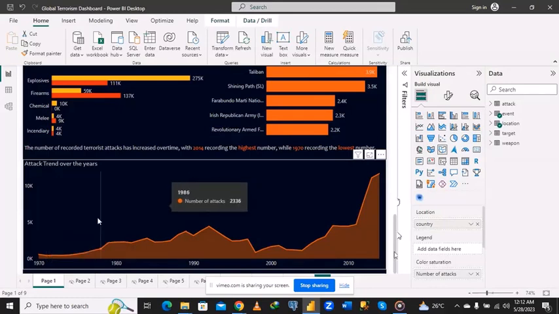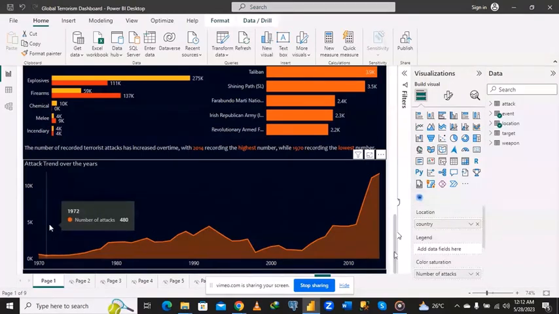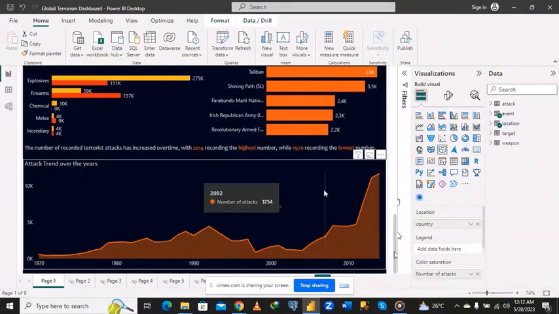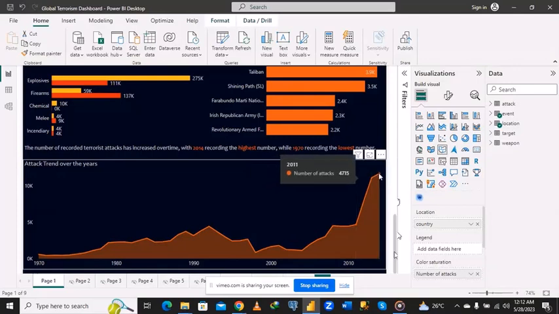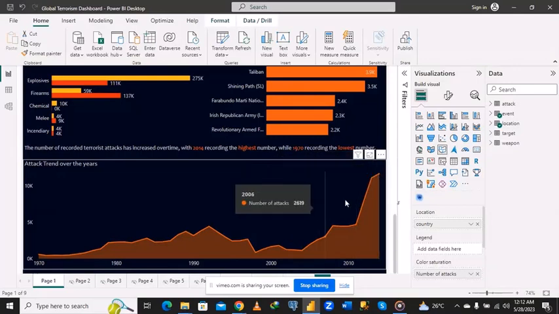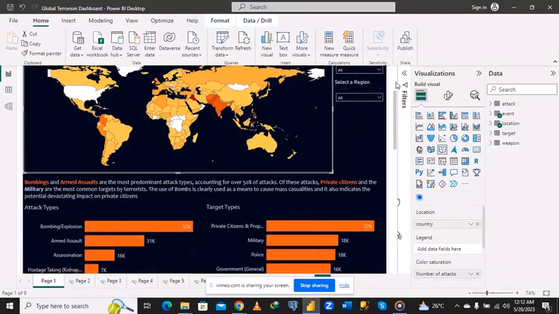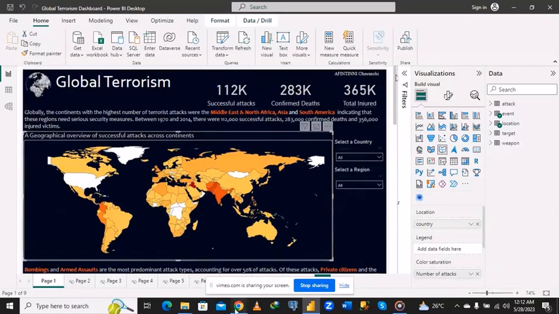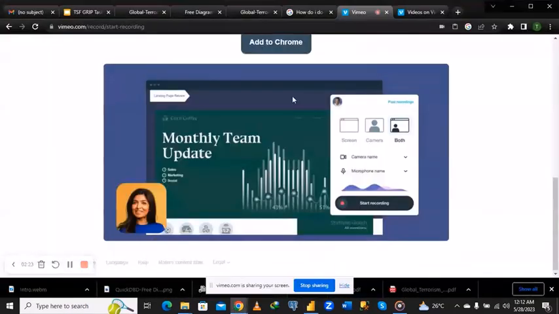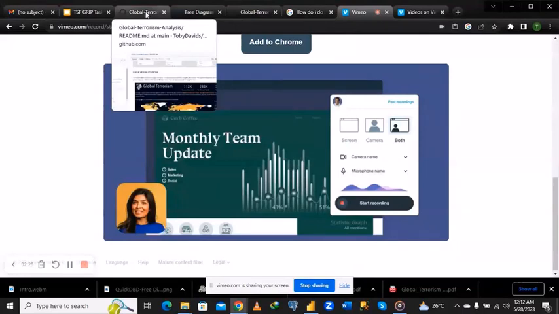Overall, it shows us that the number of terrorist attacks has been growing at an increasing and alarming rate over the years, and for the past 2 decades, it has increased more than usual. And that brings us to the end of our visualization and the insights generated from it. Let me quickly share a few recommendations that I made from the insights we generated.